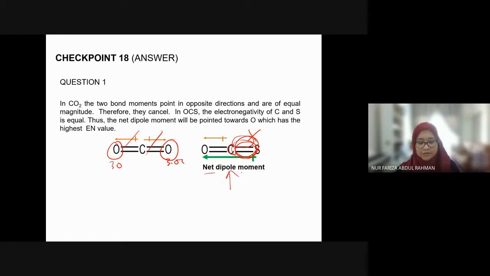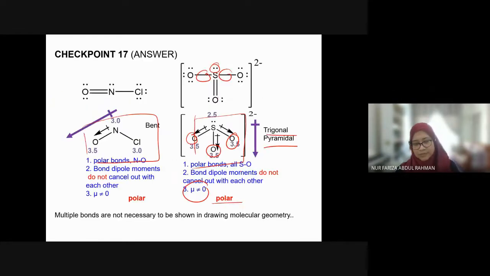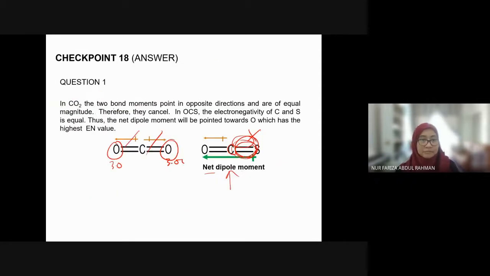Okay, alright. So what is your answer? What should your answer be? This is the answer, okay? So because they cancel, this is for CO2. They have the same electronegativity and opposite direction. Therefore, it can be cancelled out. In OCS, the electronegativity of C and S is equal, thus the net dipole moment will be pointed to oxygen.